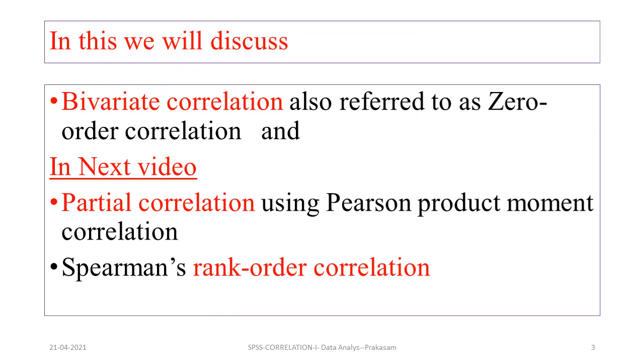In this we will be discussing bivariate correlation, also referred to as a zero order correlation. Bivariate means two variables. Relation between the two variables, that is x and y, will be generated through the correlation coefficient. That's why it is called a bivariate correlation coefficient. It is also called the zero order correlation, and there are also partial correlation using Pearson product moment correlation, and also Spearman's rank order correlation. In the present video, we will be discussing bivariate correlation.